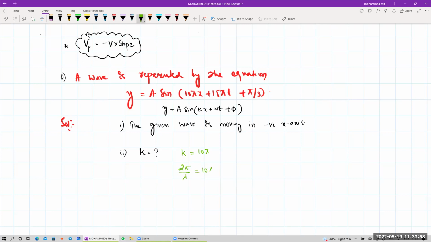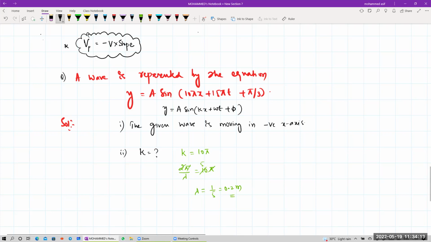Pi will get cancelled: 2 ones are 2, 5 twos are 10. So lambda will be equal to how much for me, beta? 1 by 5, and this will be equal to 0.2 meters. Yes, sir. What an idea.